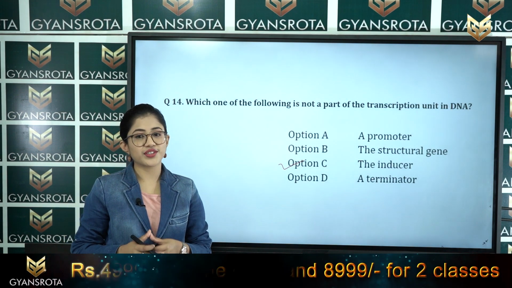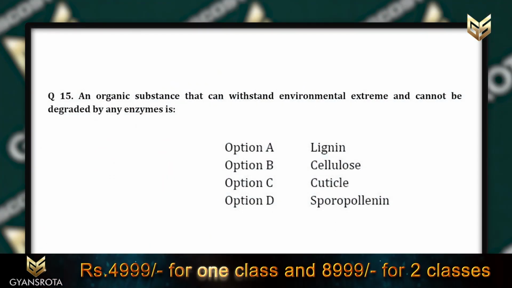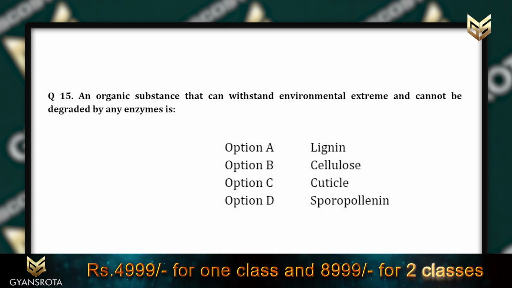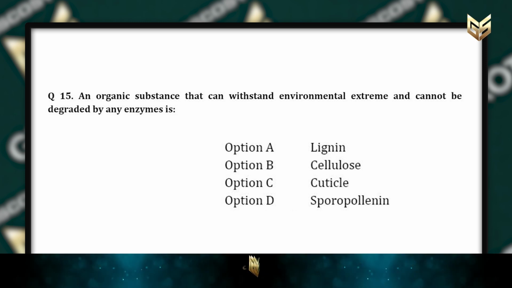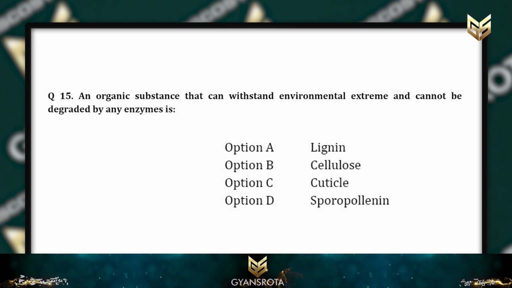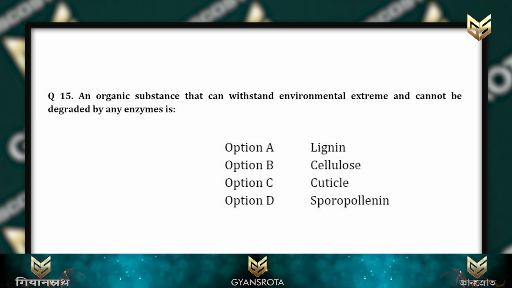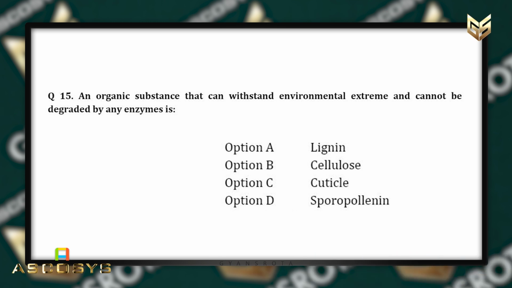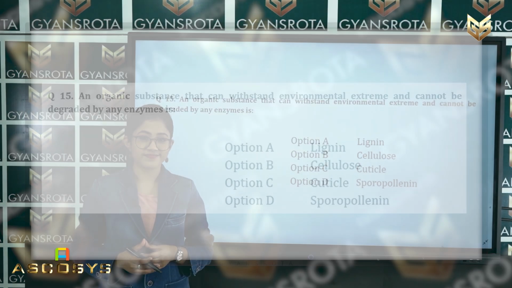Now let's move on to the next question, that is question number 15. In question number 15, you can see an organic substance that can withstand environmental extremes and cannot be degraded by any enzymes is option number A, lignin, option number B, cellulose, option number C, cuticle, and option number D, sporopollenin.